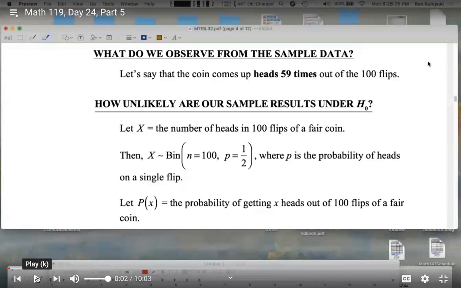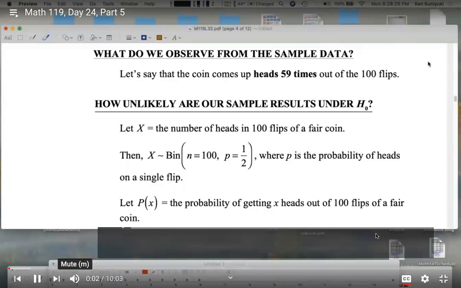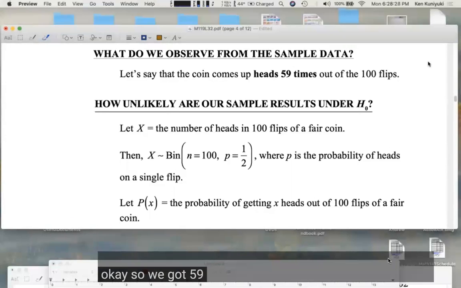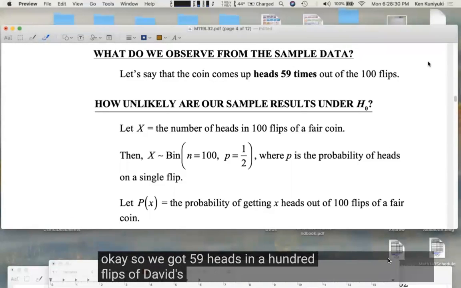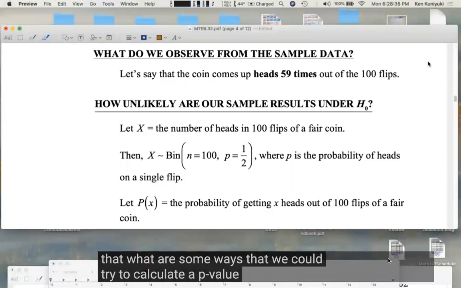Okay, and that was in this video. Okay, any questions so far? I'll do an Excel analysis here. Okay, so we got 59 heads in 100 flips of David's coin. How unlikely is that? What are some ways that we could try to calculate a p-value?